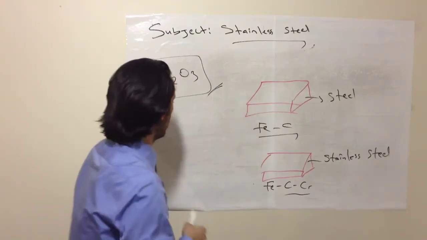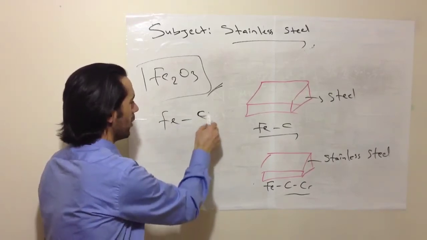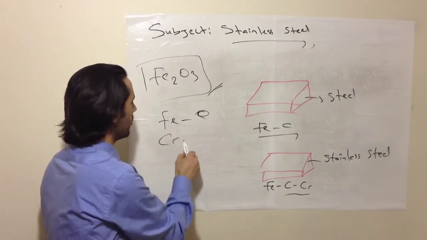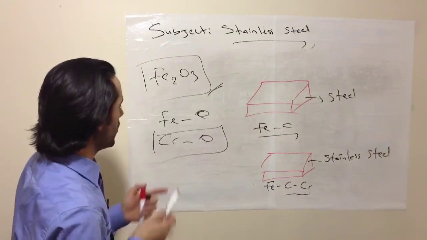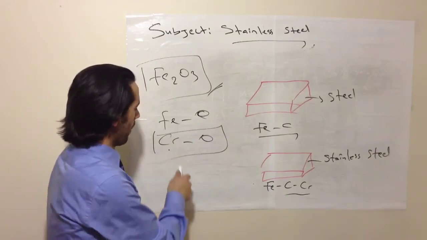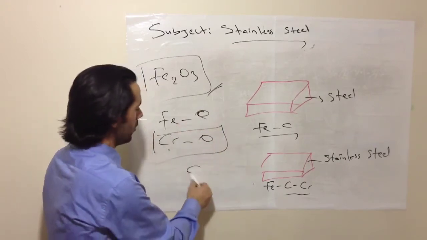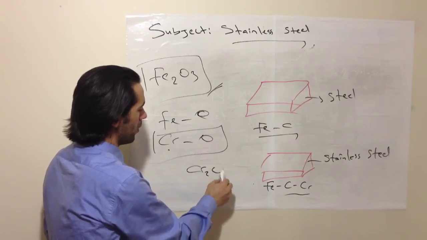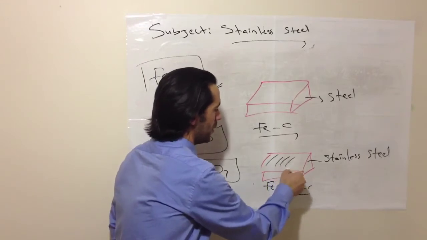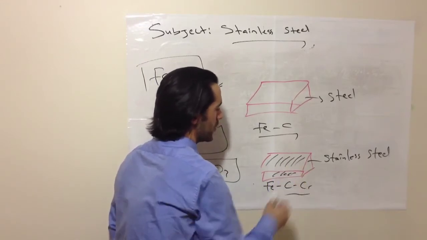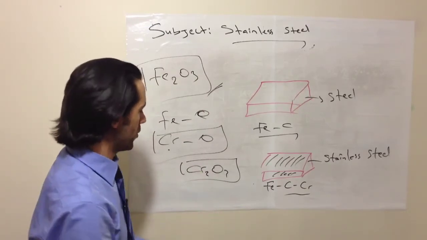But in the second one, looking at the relation between iron and oxygen and between chromium and oxygen, chromium and oxygen have a very strong relation to each other. So chromium will show the first reaction with the oxygen, therefore we will get chromium oxide, a thin layer on our material. Therefore, it doesn't get rust, or it has very strong corrosion resistance.